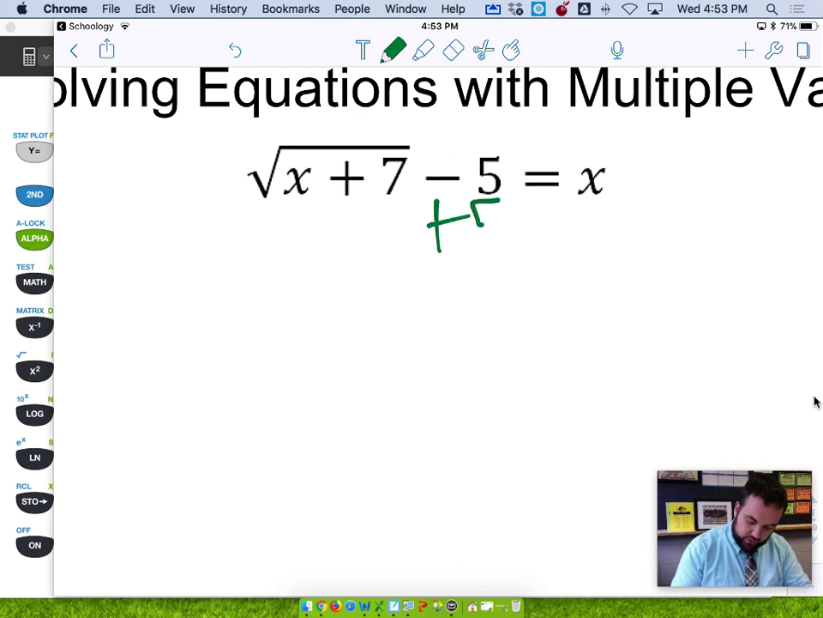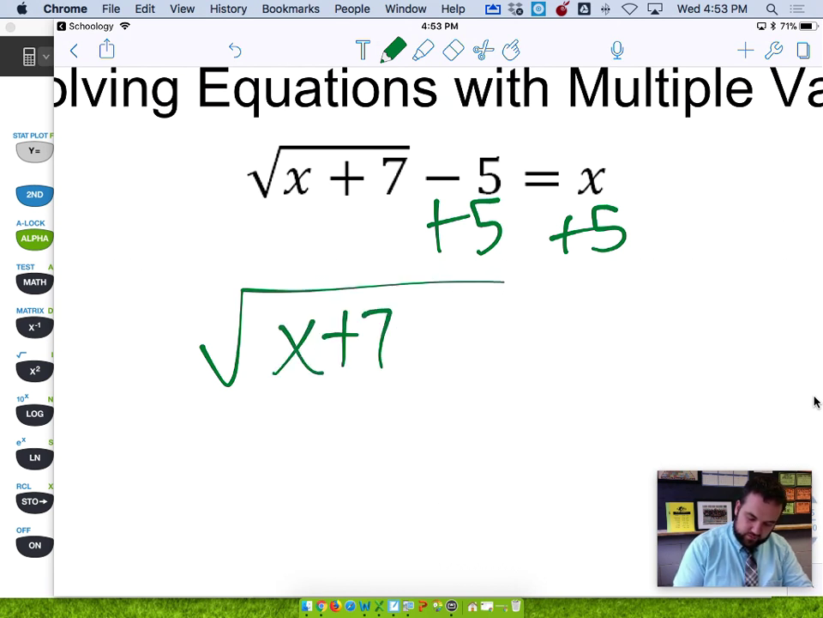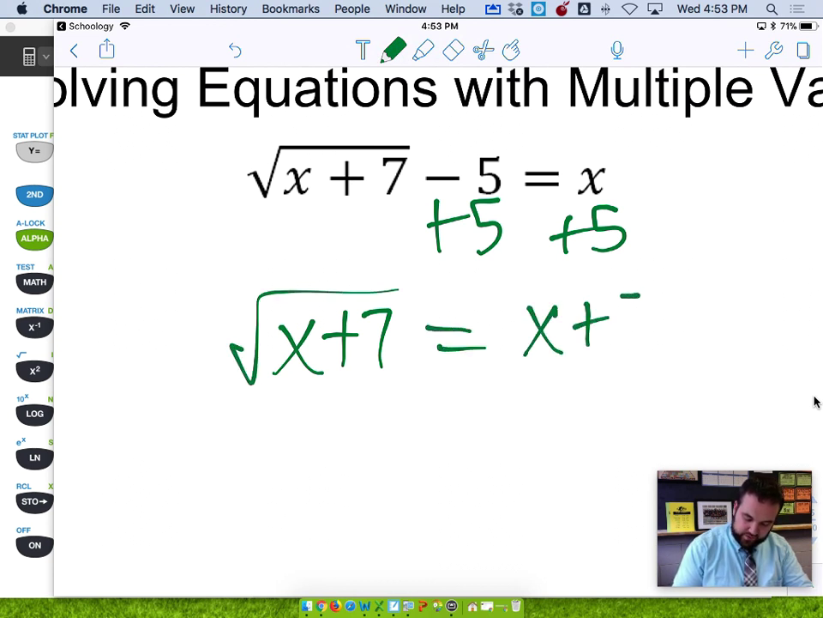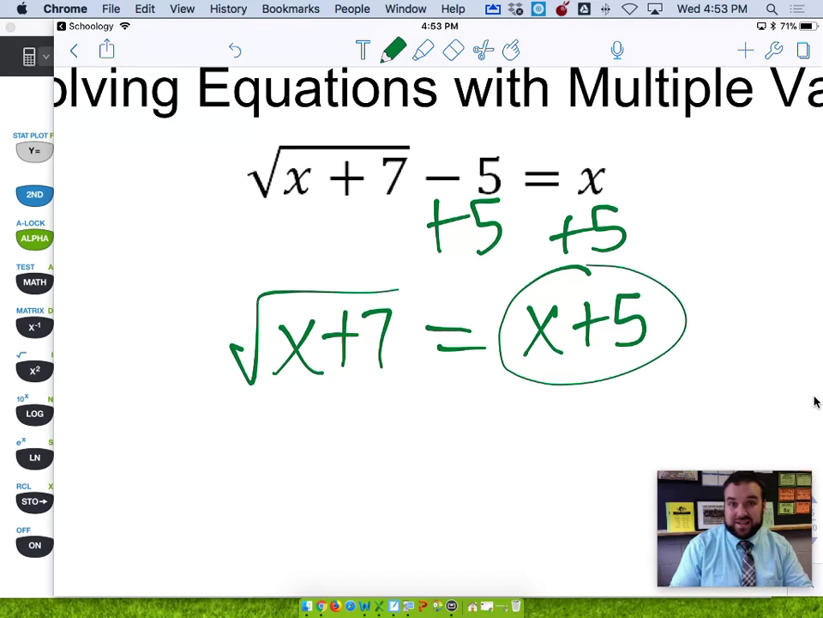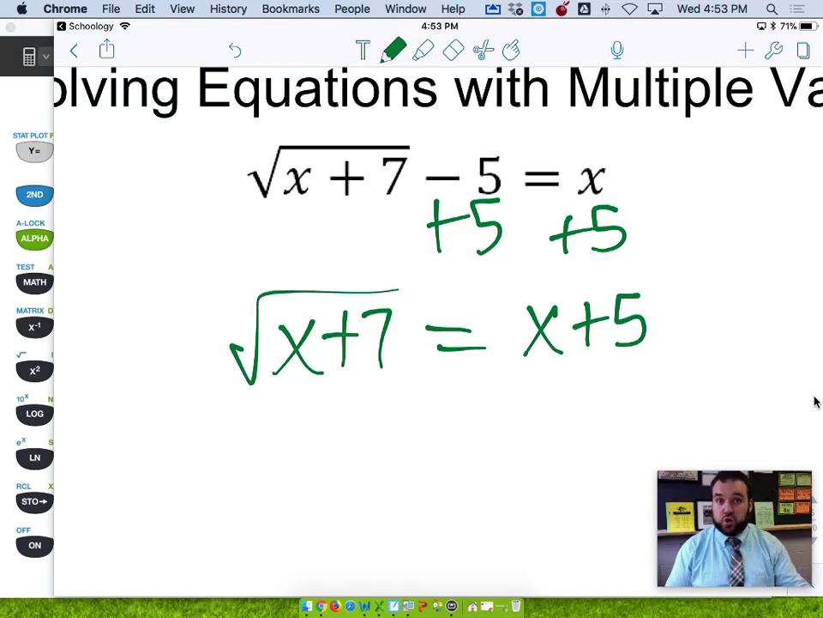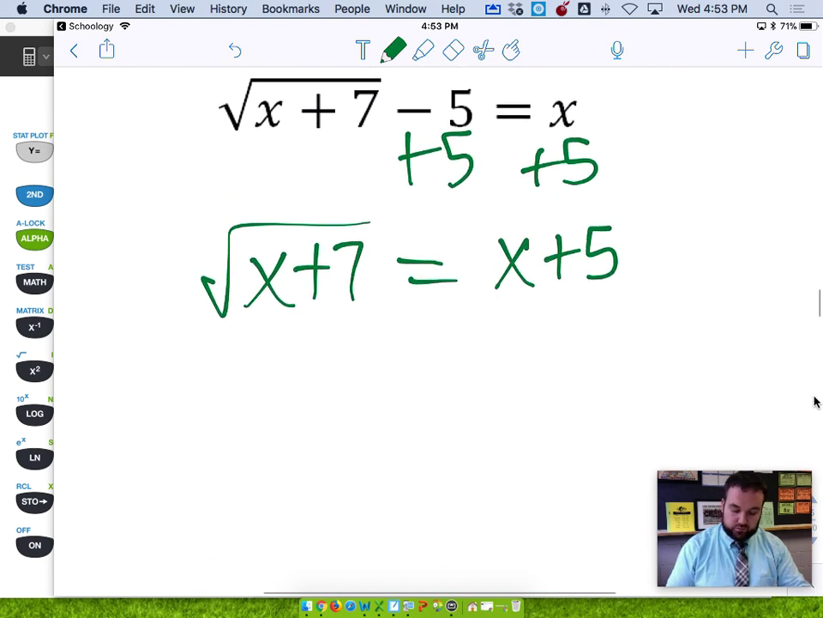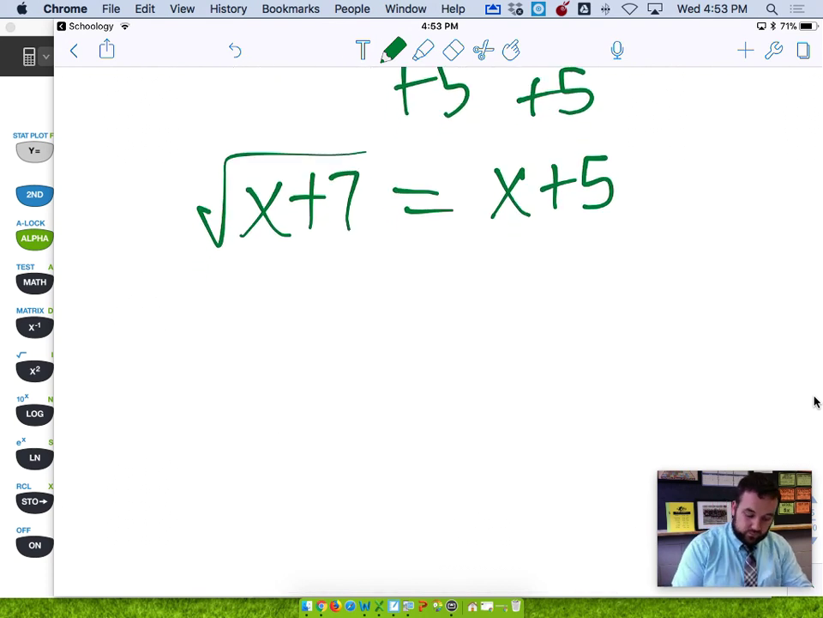So here I'm going to go ahead and add 5 to both sides. Okay, and that's going to give me the square root of x plus 7 is equal to x plus 5. I, of course, can't combine those together because one is a variable and one is a known number. So there's our first step. Now I'm ready to square both sides.